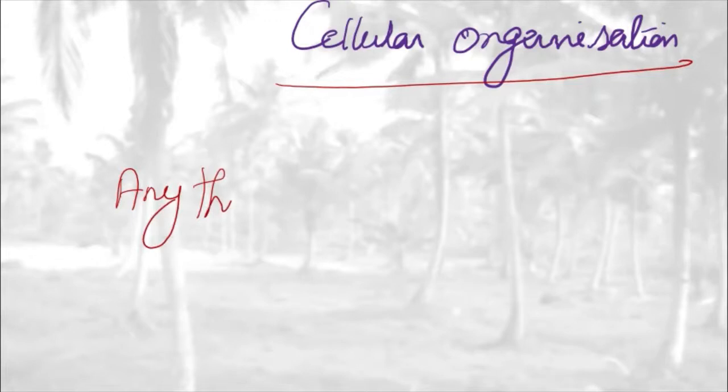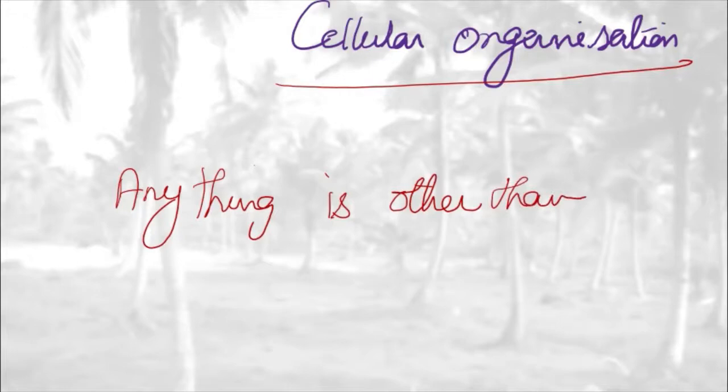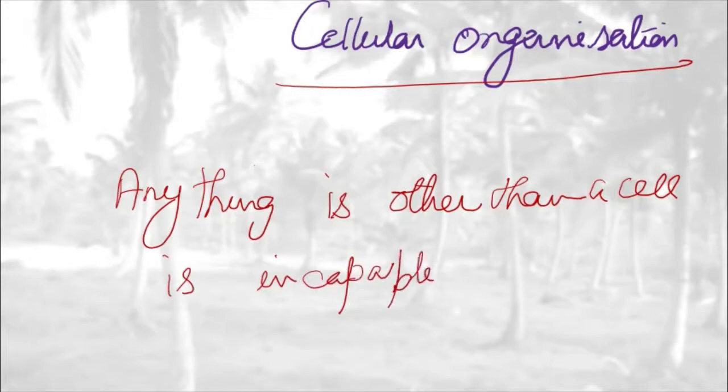Now we are moving on to cellular organization. Cellular organization means we are talking about the cell. What are the organelles present within the cell? They are called the cellular organizational structure. Every living organism has cellular organization. Anything other than a cell is incapable of living, so it is not included in the living things.